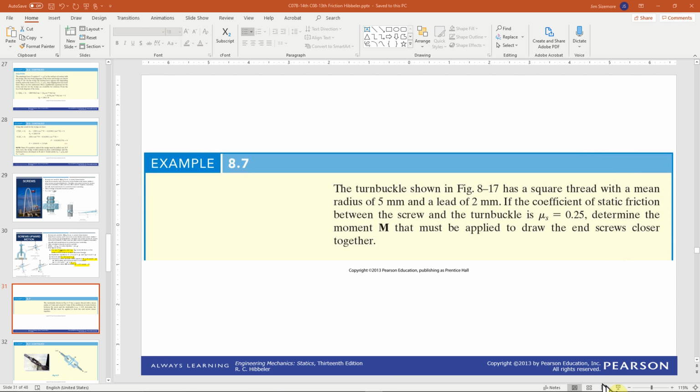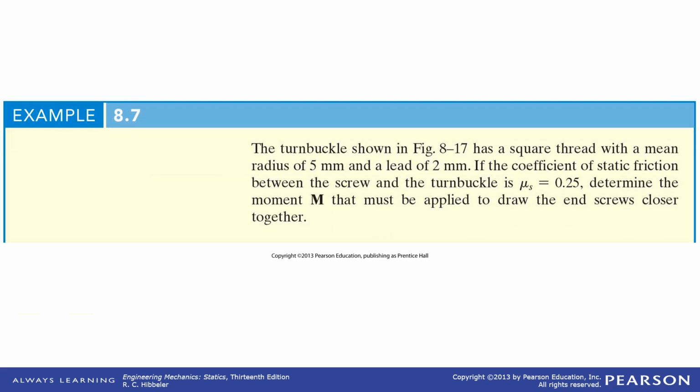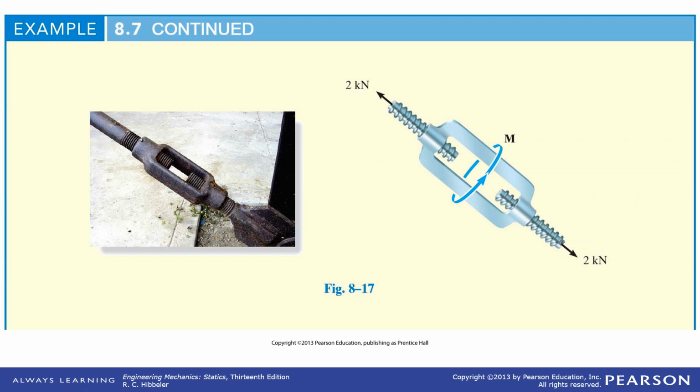Okay, we're going to look at a turnbuckle first of all. Let's see about getting this full screen. Very good. Radius 5 millimeters, lead of 2 millimeters, L is 2 millimeters, R is 5. Coefficient of friction 0.25. What is the moment required to bring these two together?